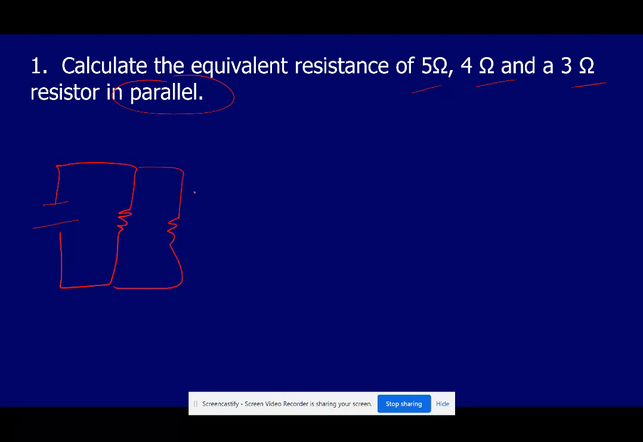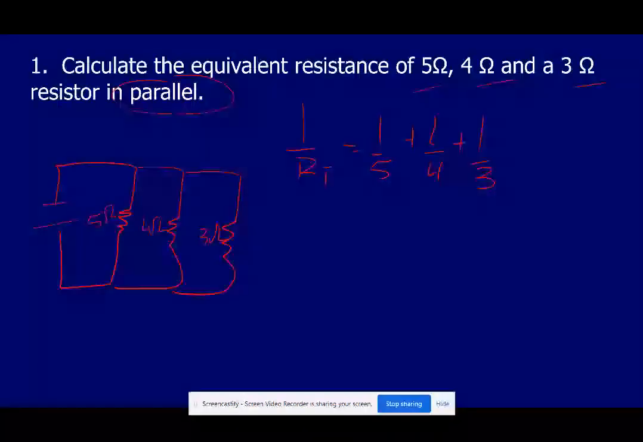Still ugly, but good enough. There's my 3 resistors. It's 5 ohms, 4 ohms, 3 ohms. And I'm going to add those now in parallel. So I go 1 over RT equals 1 over 5 plus 1 over 4 plus 1 over 3.